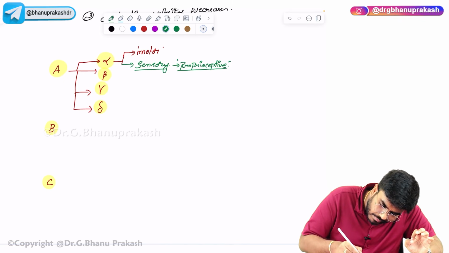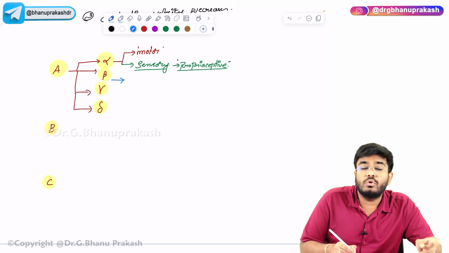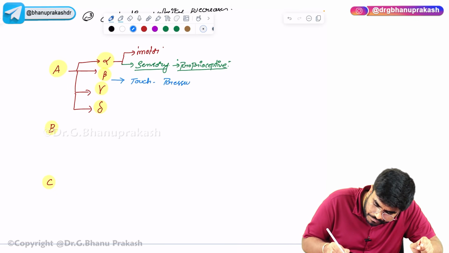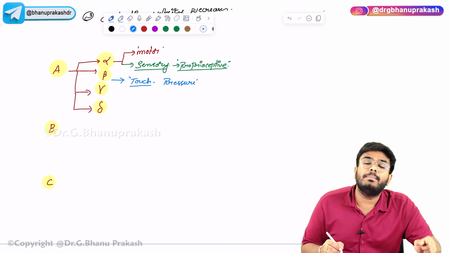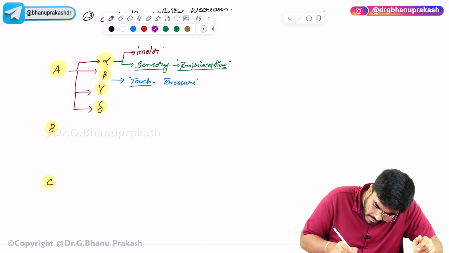Okay, now let's talk about the A beta fibers. These A beta fibers, which information are they carrying? Those neurons which are carrying the touch information. Okay, mainly touch, also pressure. So those neurons which are carrying the touch information come under A beta fiber.